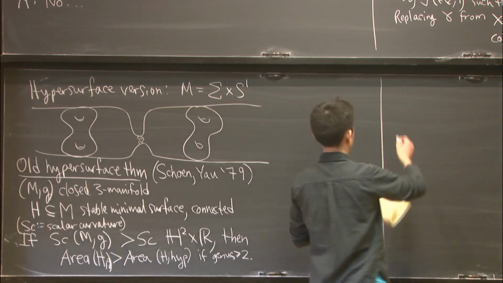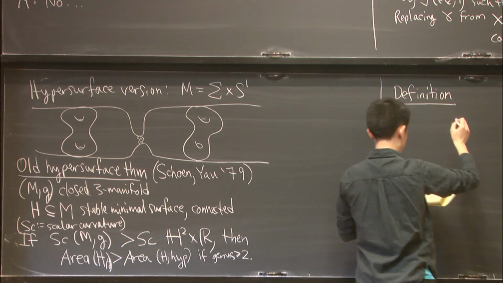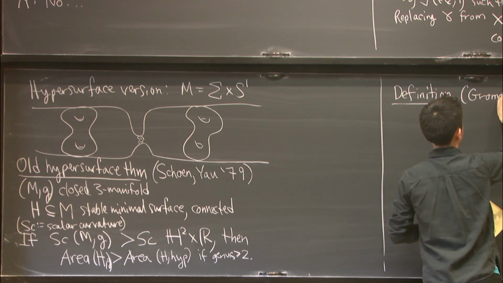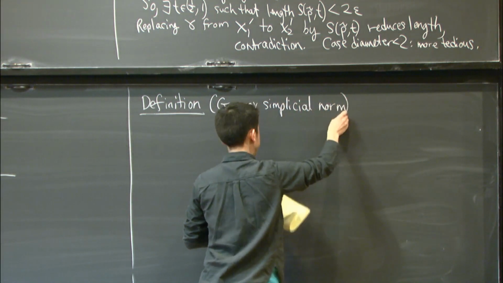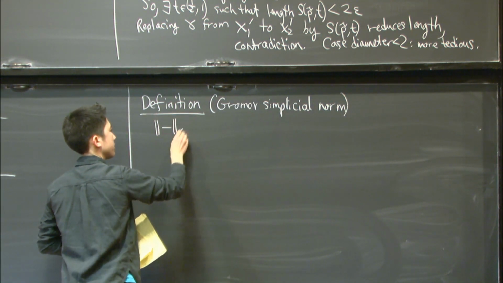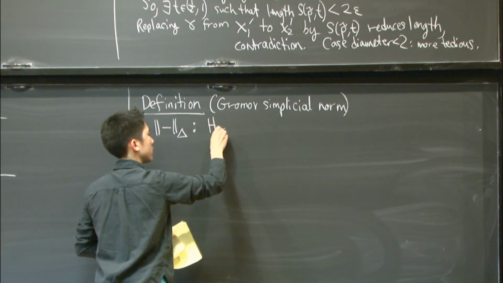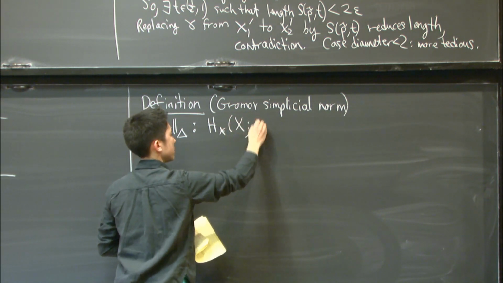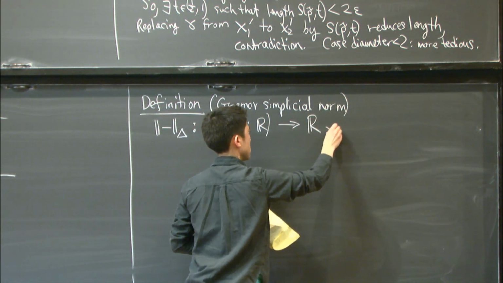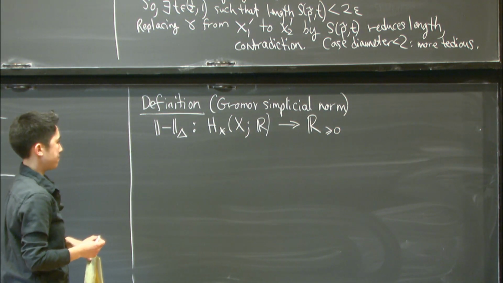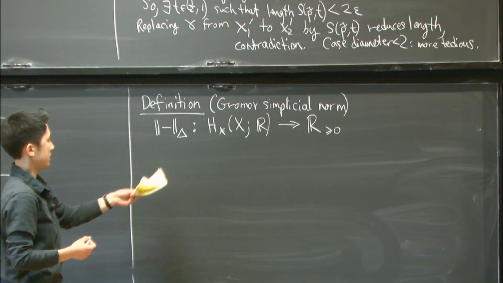So I want to say very quickly how that's defined so that I can use it in the theorem statement. Okay, so the Gromov simplicial norm is a function denoted by norm with a triangle from homology with real coefficients of any topological space to non-negative numbers. And it's based on taking the L1 norm of our cycles.